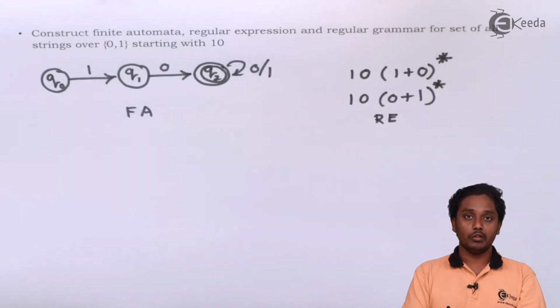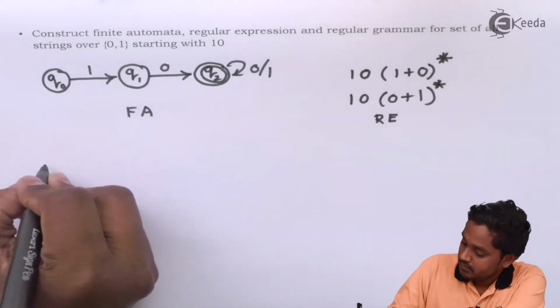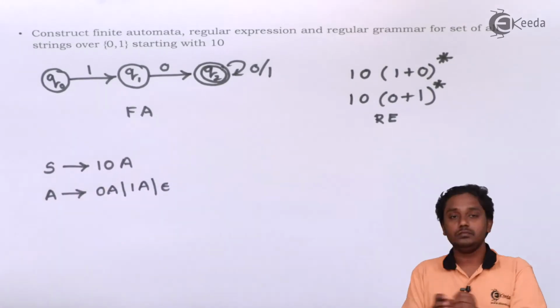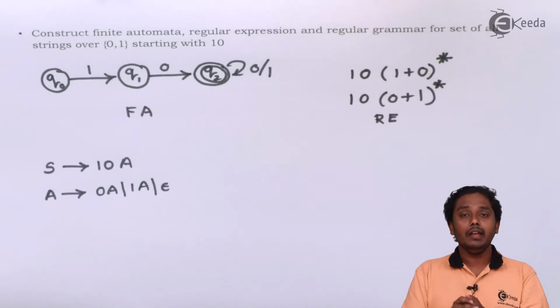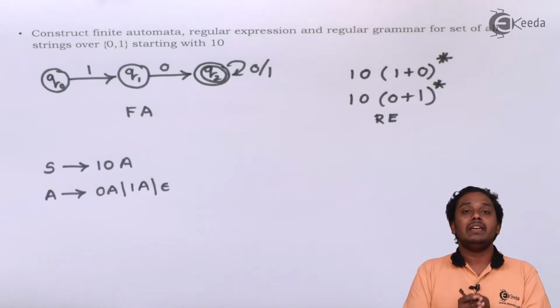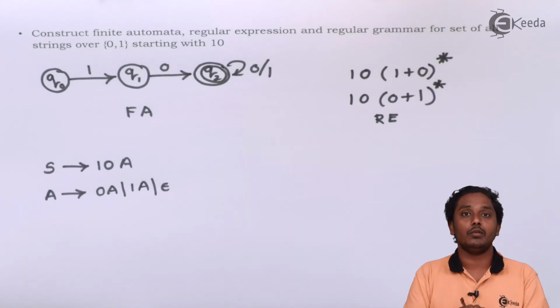Now let us try to solve the third question, that is finding the regular grammar for the same. You can see that the grammar contains two non-terminals S and A and terminals 0, 1 and epsilon. What is the first production doing? The first production produces 10 and the non-terminal A. A helps us in producing any number of zeros or 1s, which is exactly the part (0+1) the whole star in the regular expression.